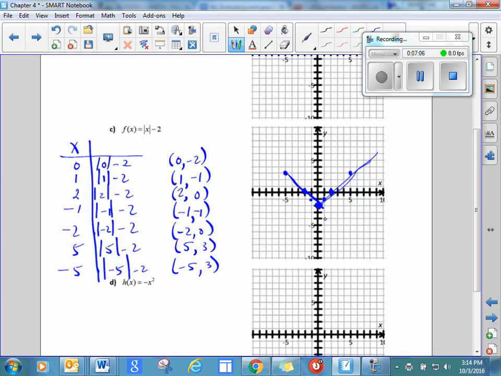So every absolute value function, its graph is a V. So you have to pick enough points on an absolute value function to find your vertex, the bottom of your V, and figure out how far it goes out in the width. So that's an interesting graph that you might not have done before.